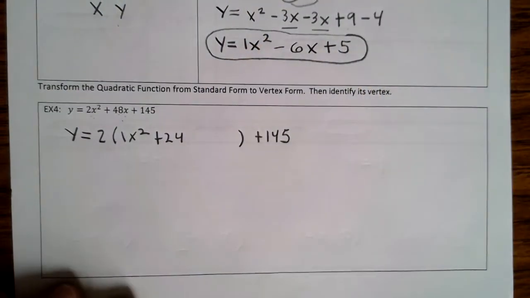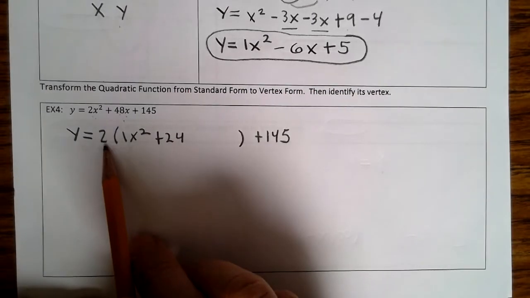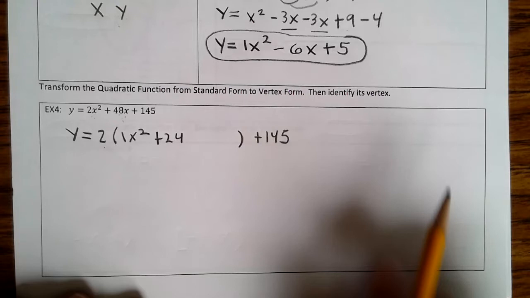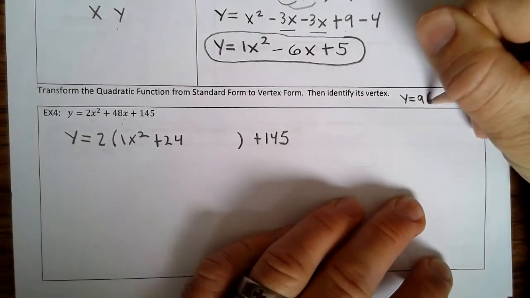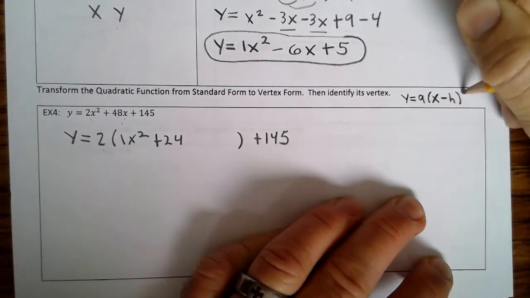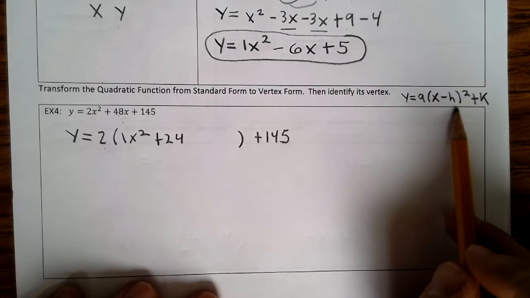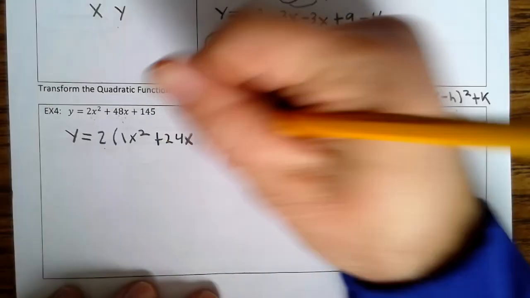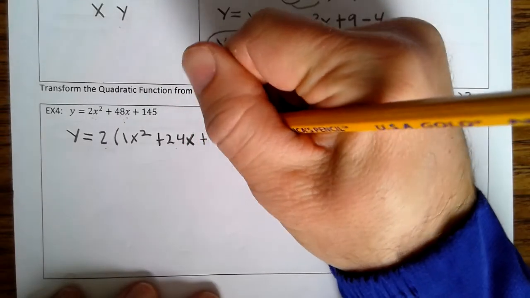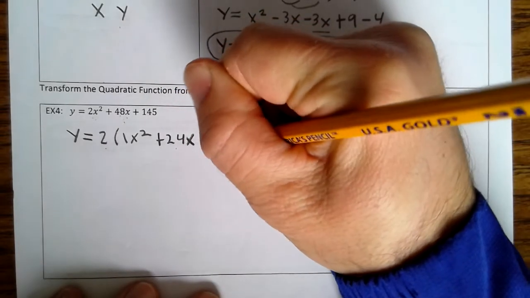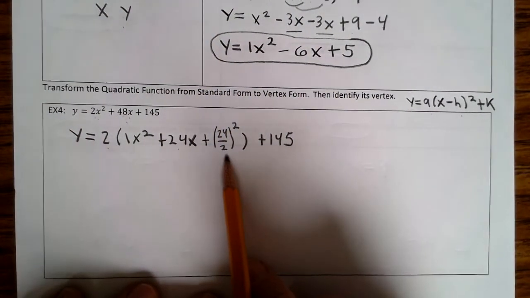But now, because remember, we're trying to get vertex form. Vertex form is y equals a(x minus h) squared plus k. We need to get this squared portion. To do that, we need to do what's called complete the square. Okay, so to do that, we're going to take the middle number, divide it by 2, and square it. But you can't just add something to the equation. You also have to subtract it away. So we have to subtract 2 times 24 divided by 2 squared.